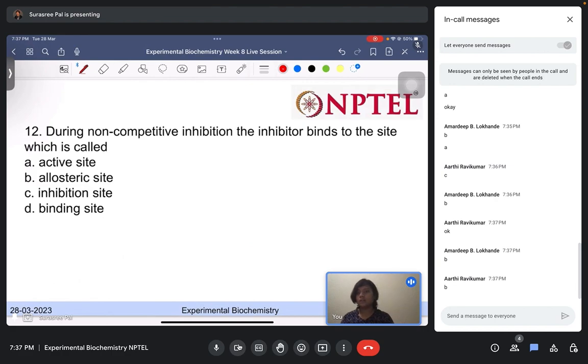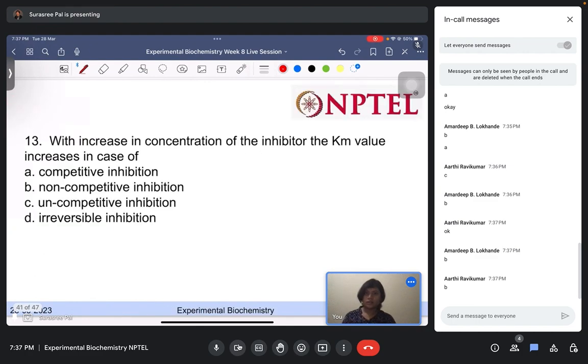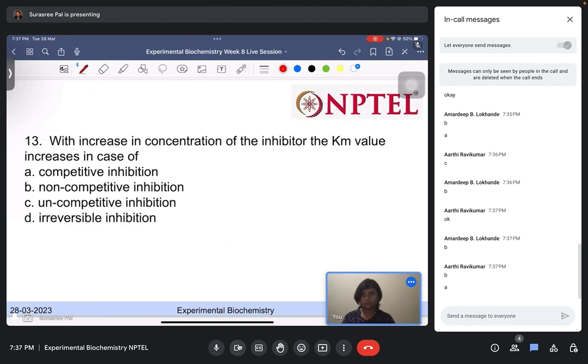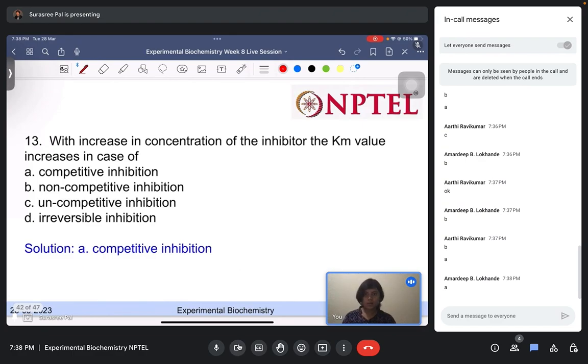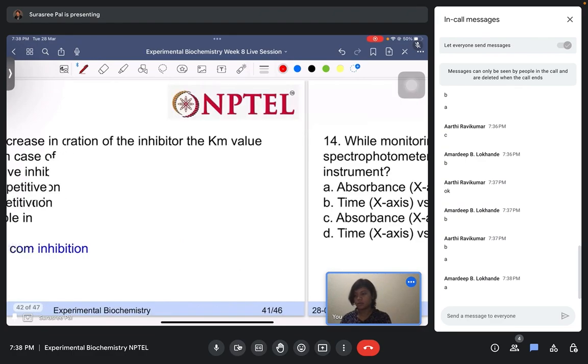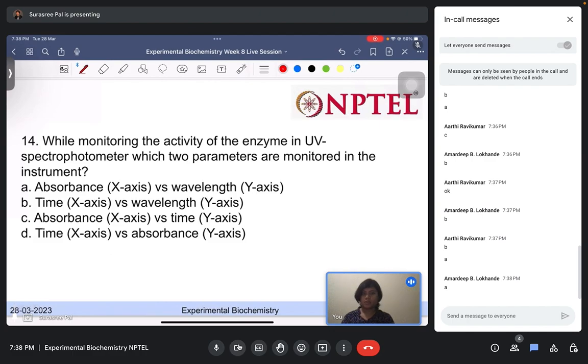Okay. Here the right answer is allosteric site. Correct. The next question. Okay. The correct answer is competitive inhibition, right? Next question.